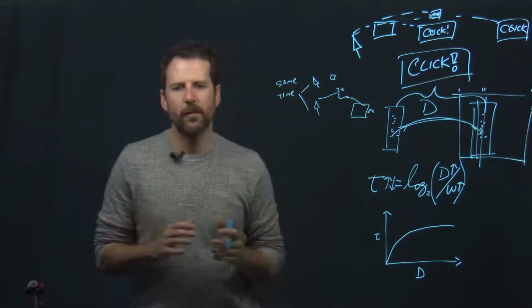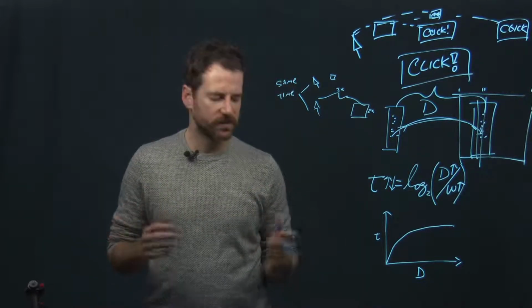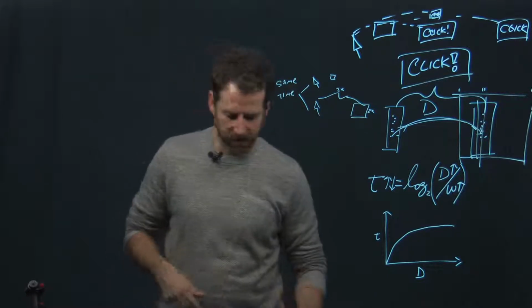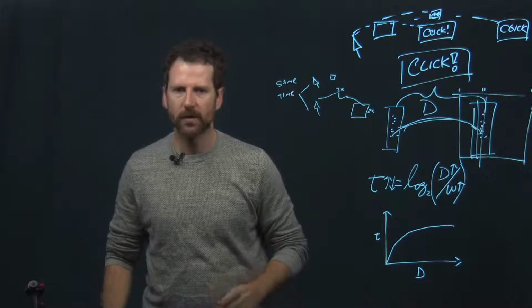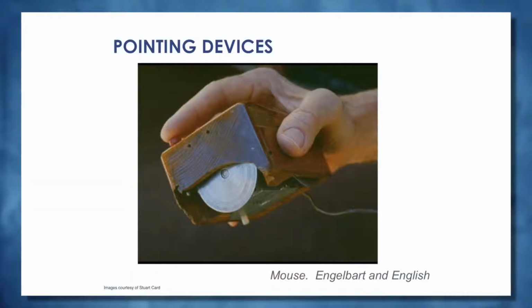So let's look at the impact of input devices. I have a bunch of different input devices here. This is a mouse that you're probably all familiar with. The mouse, as you can see in the picture here, was invented by Doug Engelbart at SRI in Palo Alto in the 1960s. Engelbart and his team were creating the precursor to the modern graphical user interface, and they wanted a way to be able to point to targets on the screen.